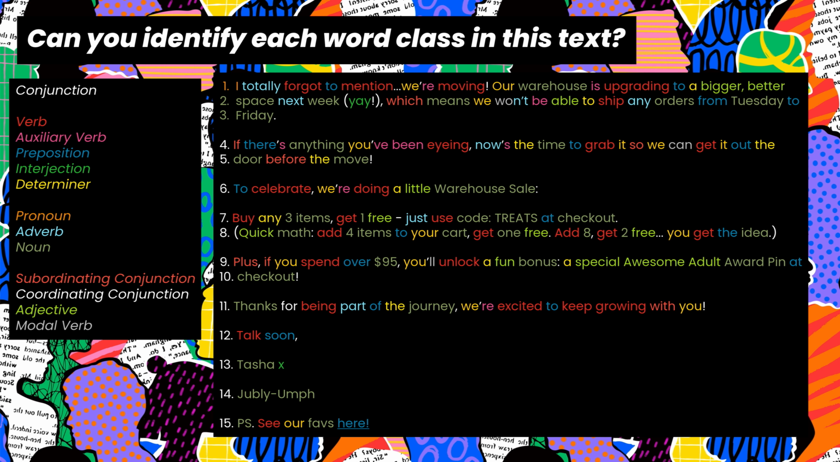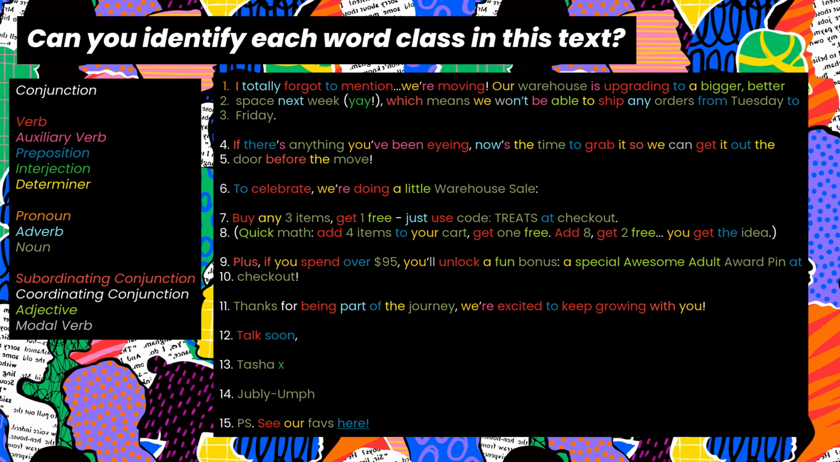But now it's time for you to have a quick look at this and reflect on how you went identifying the different word classes. Were you able to find examples of verbs like forgot, upgrading, ship, eyeing, grab, use? Were you able to find auxiliary verbs like been, be, is? Were you able to find prepositions like to and soon? Could you find the interjection, that yay, on line 2? Were you able to find the determiners like any, the, and a? Could you find the pronouns our, we, you?